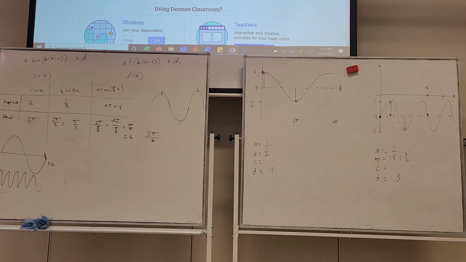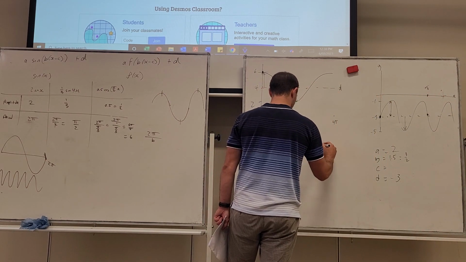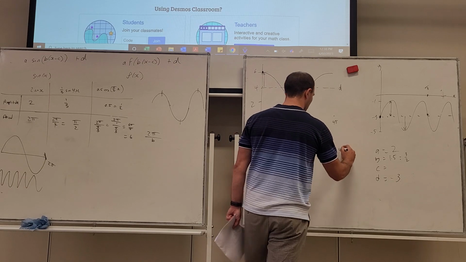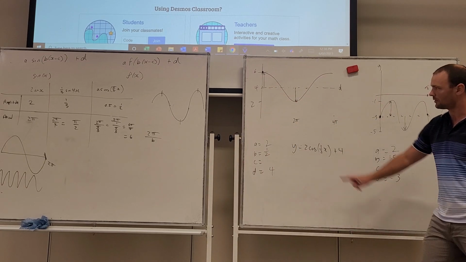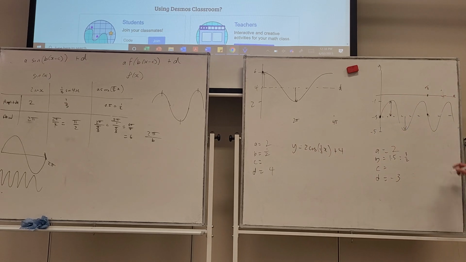So let's answer these questions. It said find the function. Well, here it's going to be y equals 2 cos of half x plus 4. We decided that one was cos, and then I'm just putting in A, B, and D. And then the same over here, y equals 2 sine of 3/2 x, take 3. You sketch that in your calculator, that's what it's going to produce for you.